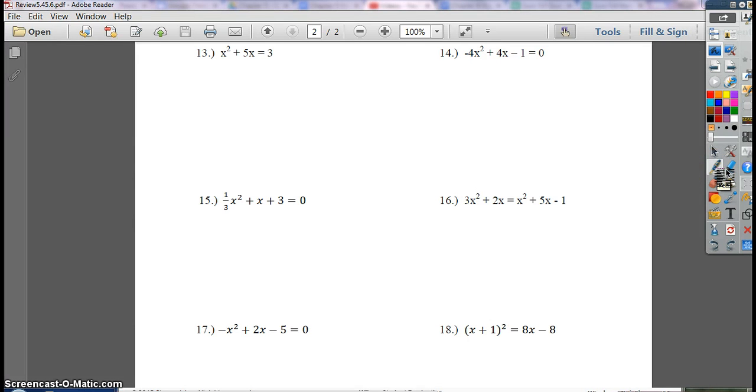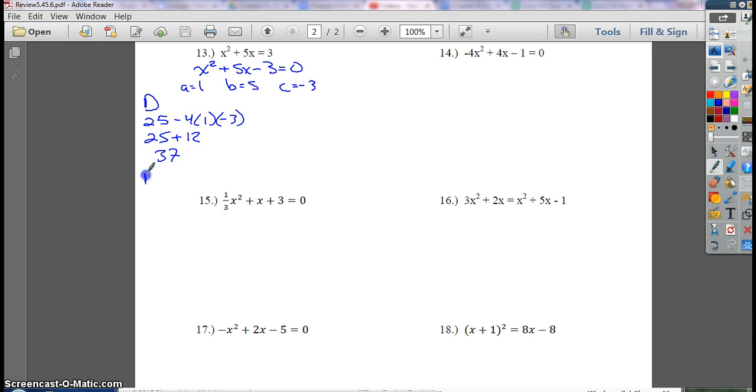If you did this discriminant for 13, first set it equal to 0. So you have A is 1, B is 5, C is negative 3. So if you do the discriminant, you would have 25 minus 4 times 1 times negative 3. This is 5 squared. 25 plus 12 is 37. So this will have 2 real solutions because that's a positive discriminant.